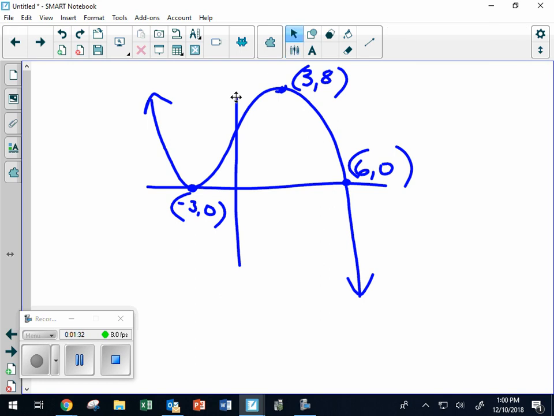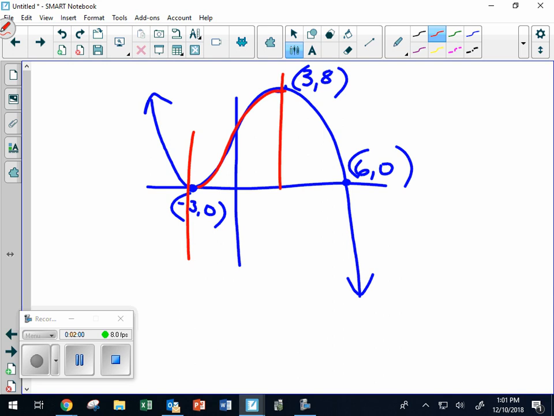I could ask you, where is this function increasing? Write me the increasing interval, the interval over which the function is increasing. I know some of you know, well, I know he's talking about this part. But do you know it's like from there to there? That's the zone over which it's increasing. Did you say from negative 3 to 3? Raise your hand if you had that one right. Awesome.